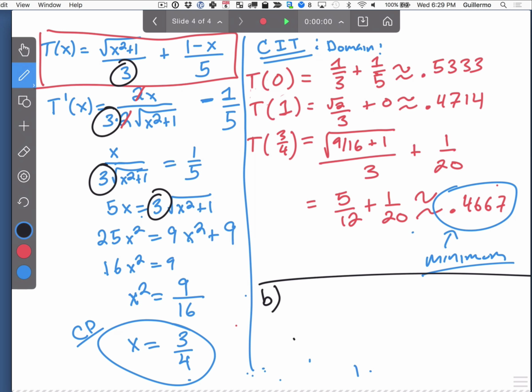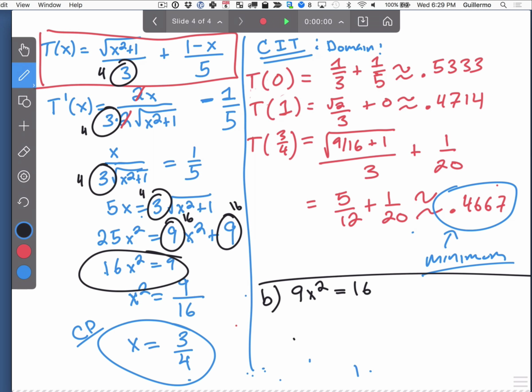So this 9 is going to be what? So 4, 4, 4, 4. That's going to be 16, 16, right? Okay. So then if I subtract 16x squared here, I'm going to get 9x squared equals 16, right? Okay. So now what is x squared equal to? 16 over 9, right? So x is going to be 4 over 3. Okay. All right.